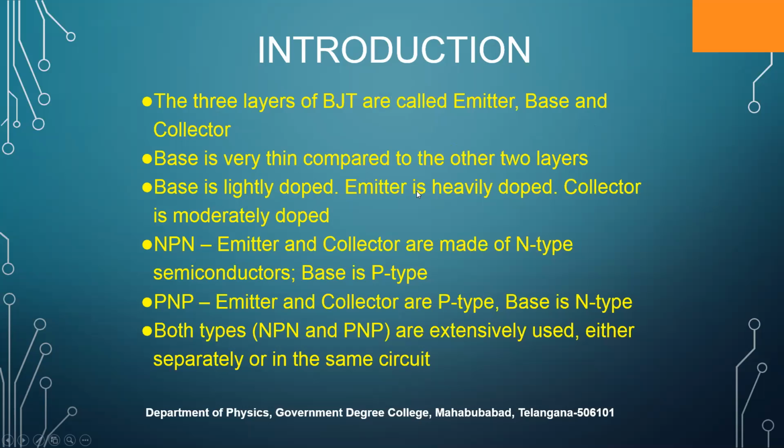Base is lightly doped, emitter is heavily doped, collector is moderately doped. In an NPN transistor, the emitter and collector are made of n-type semiconductors, and the base is p-type. Whereas in a PNP transistor, the emitter and collector are p-type, and the base is n-type. Both NPN and PNP transistors are extensively used by the electronic industry. Both types we can use interchangeably.